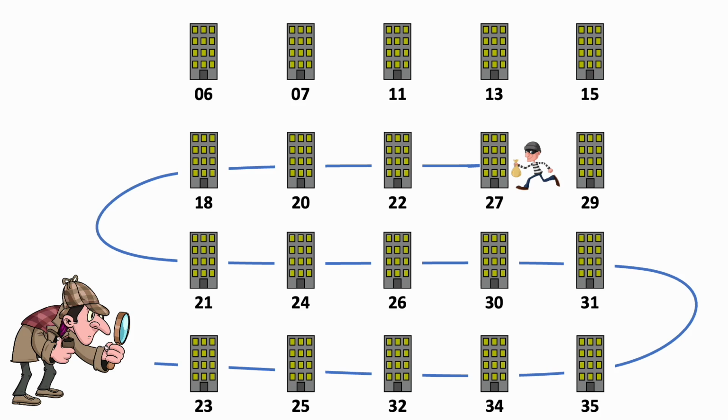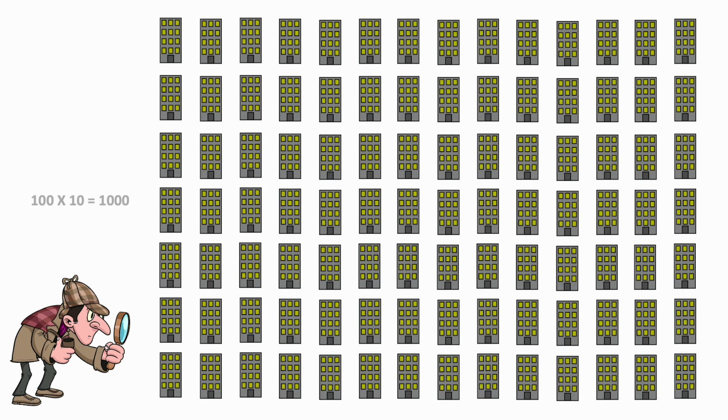This is fine. We are able to do it. But what if this area is big and it contains 100 rows and 10 columns in each row? So it will be like 1,000 buildings. So by the time you find the thief, he will steal all the money.